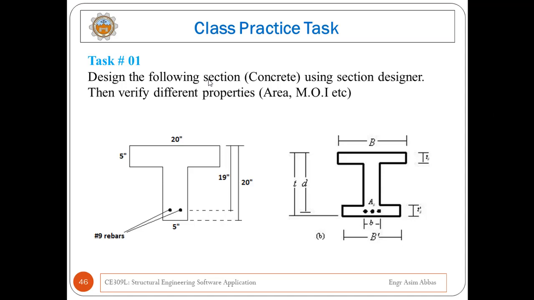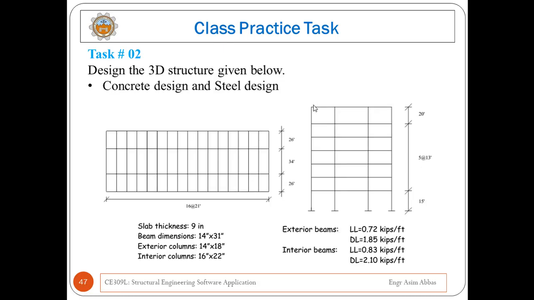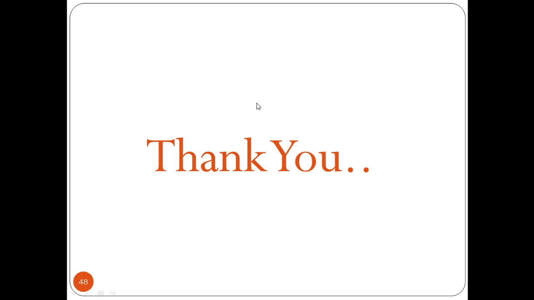Now class practice tasks. Task 1 is to design the following section, which is given below, by using the section designer in SAP 2000. In task 2, design the 3D structure given below by considering it as a concrete or steel design. And for steel design, use W cross section in auto select list. Okay, thank you so much. This is all about lecture number 10.